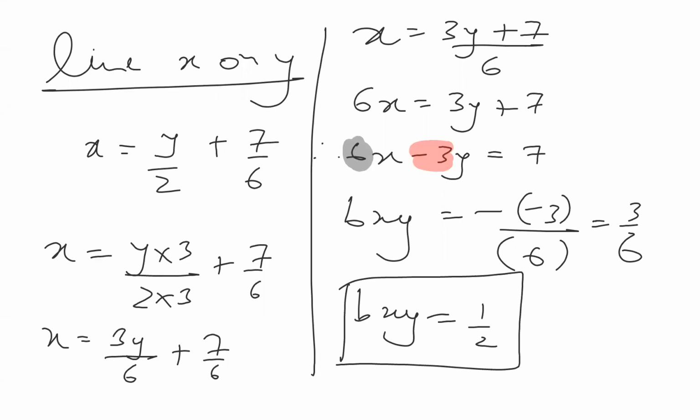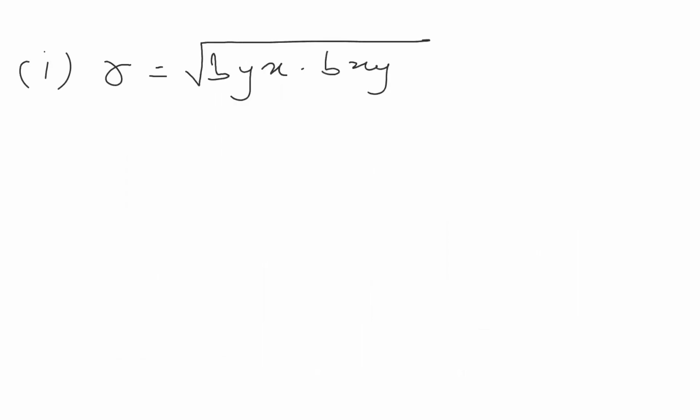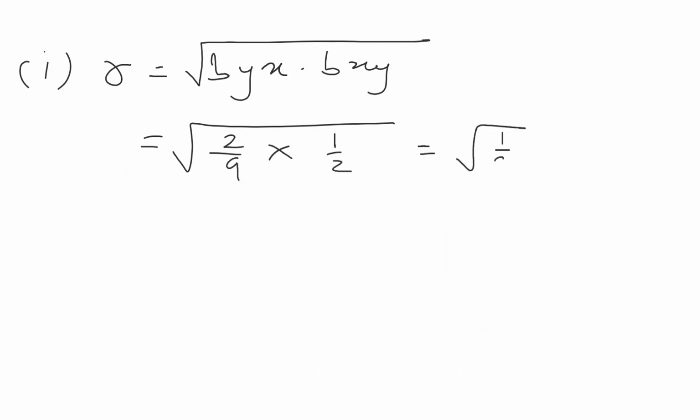Okay. So we got the values of byx and bxy. Now we'll calculate r. First they are asking r. R is the correlation coefficient, that is root of byx into bxy, right? Byx is equal to 2 by 9 and bxy is equal to half. 1 by 9. R is equal to 1 by 3. You can also write 0.33, but then we'll keep it 1 by 3. It's okay. Now final answer will put r as positive.